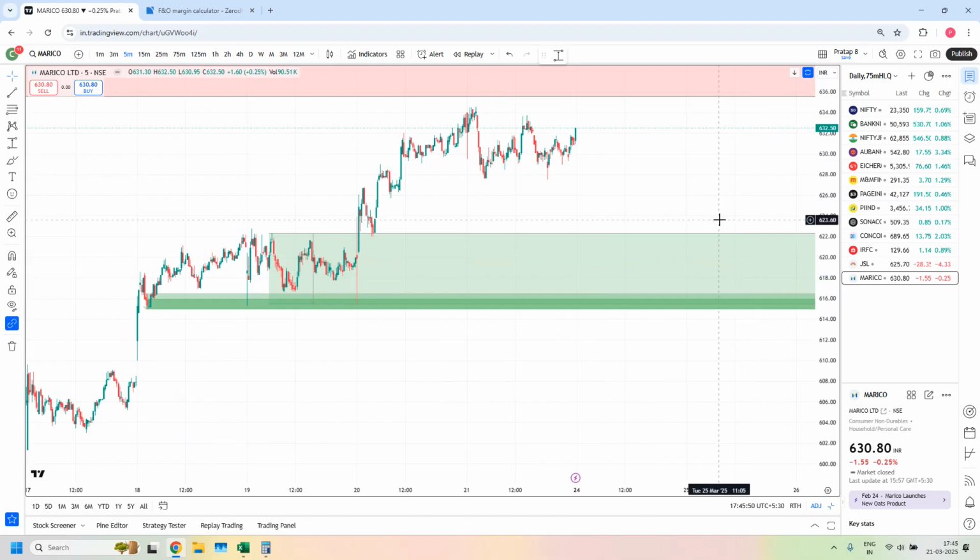So these are the high liquidity zones identified in the previous report. Hope this information will be useful to you for your further study and analysis. Let's all meet again in our next video. Thank you.